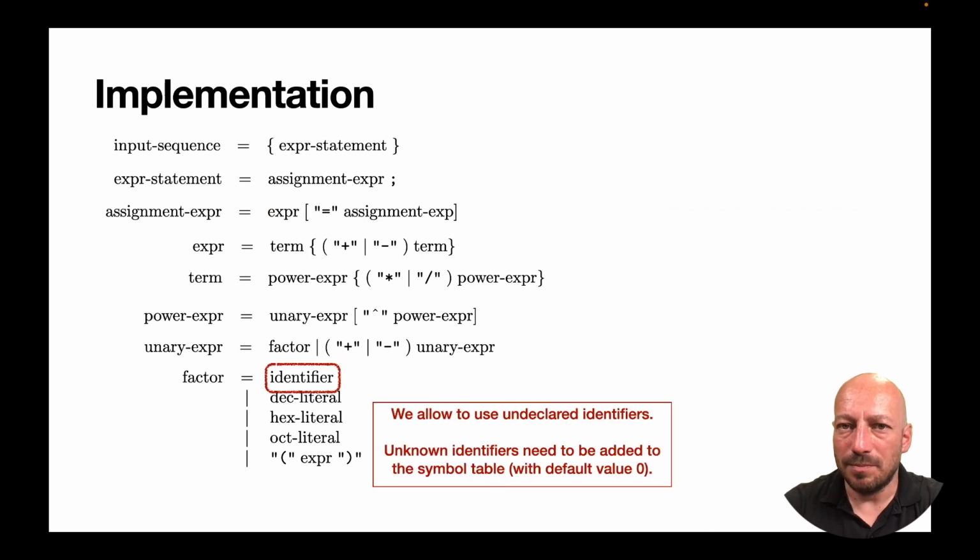Then you also have to make sure that for every identifier that you find, there is a corresponding symbol in the symbol table. If this is not the case, you have to add a new symbol to the symbol table for this identifier with a default value of 0. So this also shouldn't be that hard. So I think you can have fun with the next exercise, implementing this calculator with variables and assignment expressions.